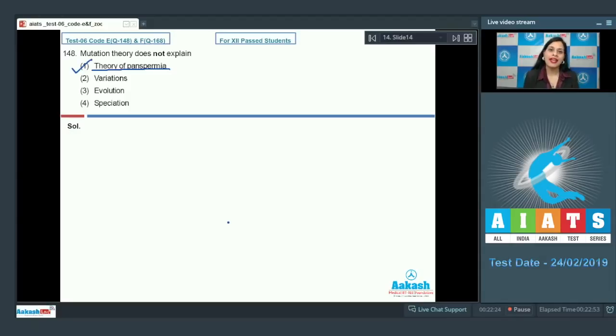According to this theory, life traveled in form of spores between planets, while rest of the options, variations, evolution, and speciation, are the incorrect options because mutation theory defines variations, which are single large mutations, evolution, as well as speciation. So the correct answer to this question is option number 1. Let's discuss our next question.